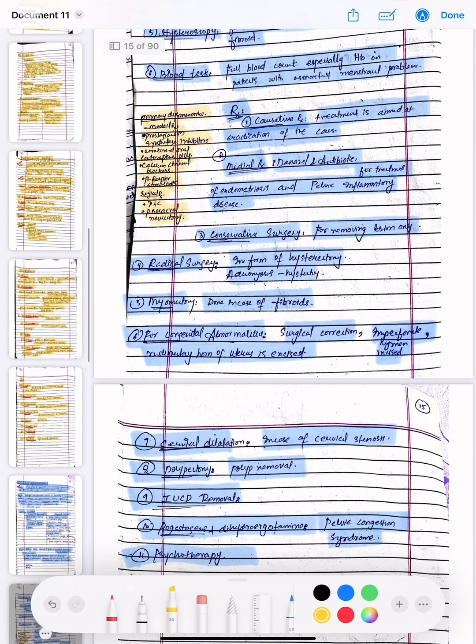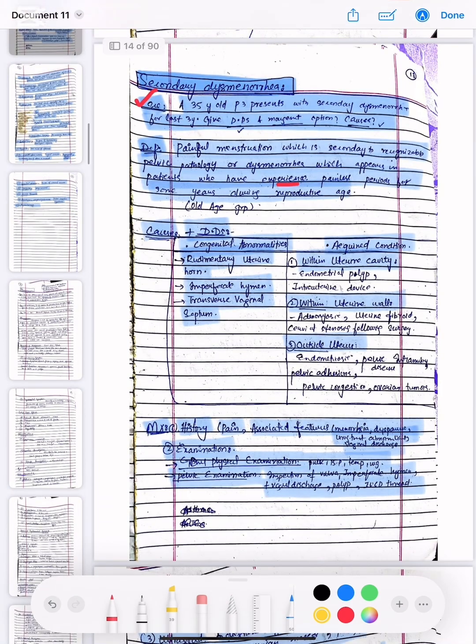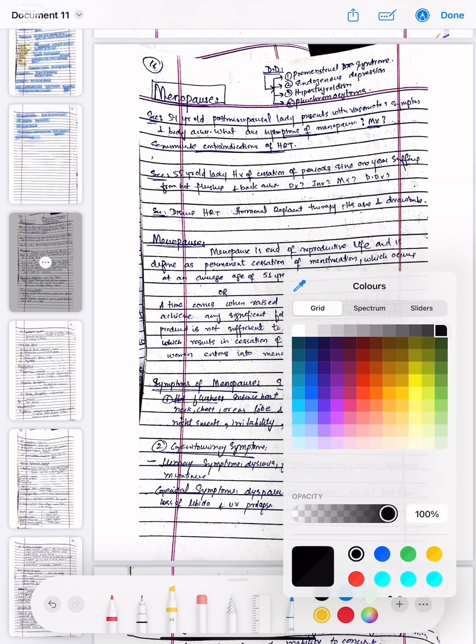So we have discussed the topic, post-menopausal bleeding. Then we have discussed secondary dysmenorrhea. Now we will discuss the third topic, that is menopause. So we are having a scenario.